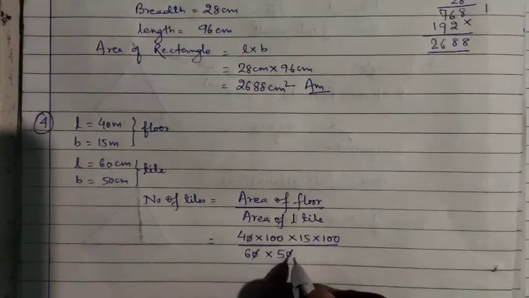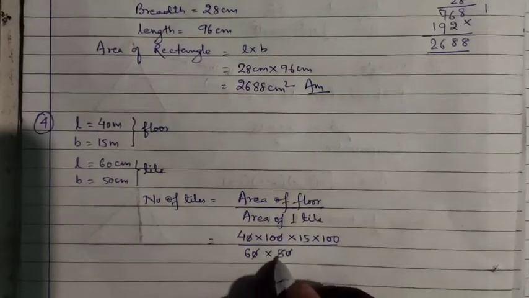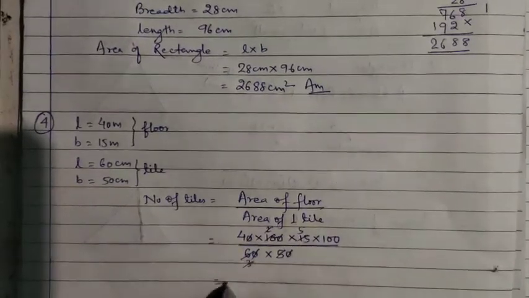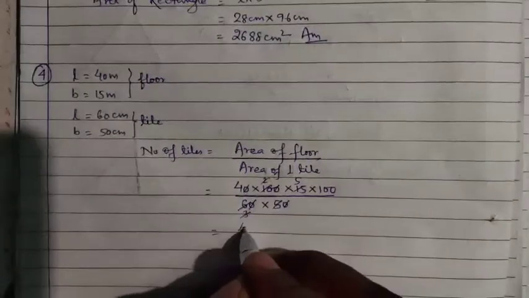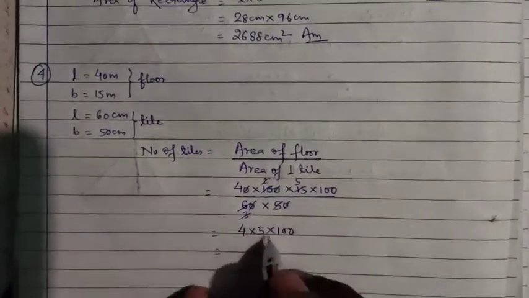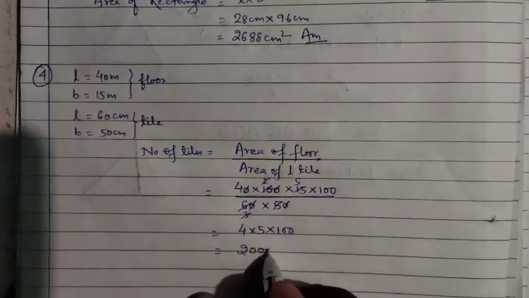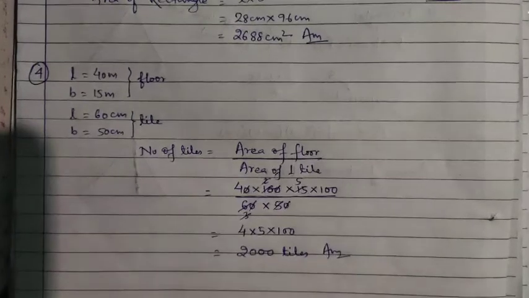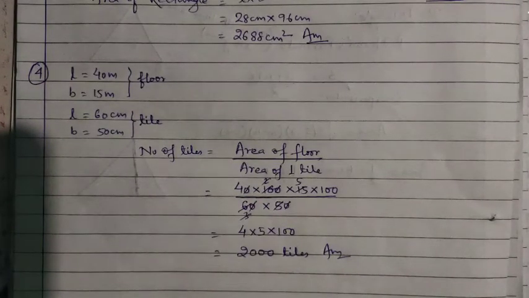Cancelling the zeros, 5 2s are 10, 2 3s are 6, 3 5s are 15. In the top portion, the numerator part, it is 4 into 5 into 100. That means 4 5s are 20, and 100. It means 2000 tiles. 2000 tiles are required to pave the floor, or to cover the floor, that is 40 meter long and 15 meter broad. Hope that this question is clear.